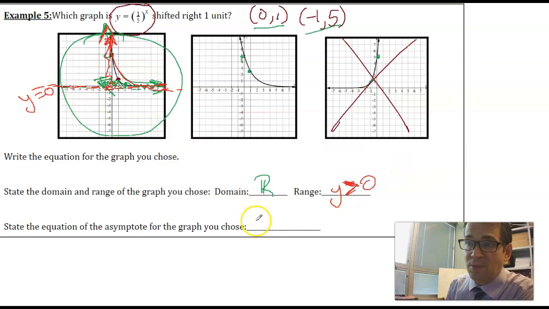And then the equation of the asymptote is going to be this horizontal line where every single y value on that line is 0. So it's going to be y equals 0 for that as well. As we do a few more of these examples and I clear up these points, it'll make more sense. So let's carry on and see what happens next.